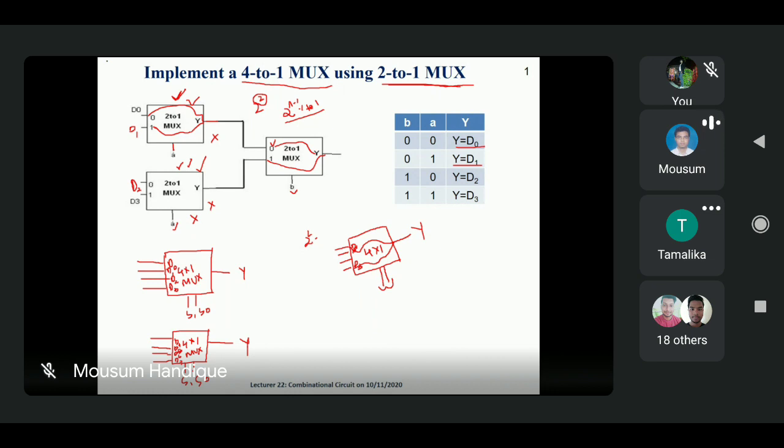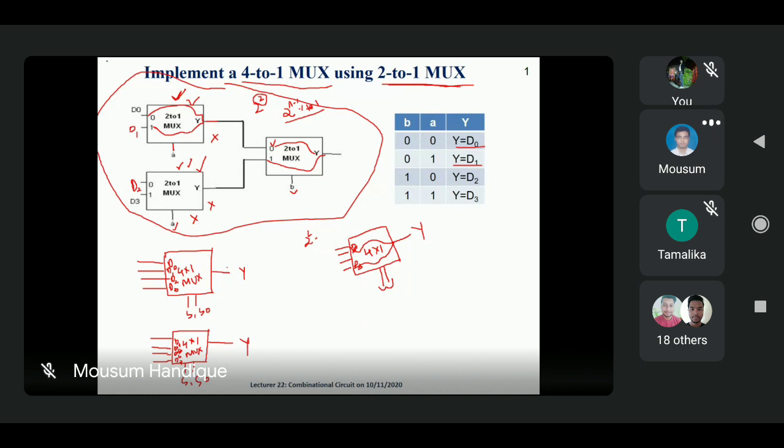So your concept is still not clear, because someone is saying 2, someone is saying 4. Whatever we are using, we are using the same structure. So if we are using only 4 to 1 mux, then how can we construct the 8 to 1 mux?